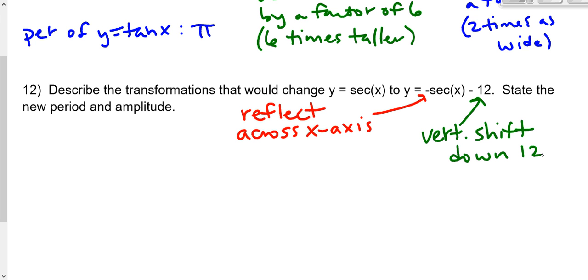Okay, the new period and the new amplitude. The old period for secant was 2 pi. Did we stretch or shrink it horizontally? We did not. So we did not change the width at all. So the new period is the same as the old period, 2 pi. How about the amplitude? The amplitude of a secant graph was already undefined. Do whatever you want to it. Don't change it, whatever. The amplitude is still going to be undefined.